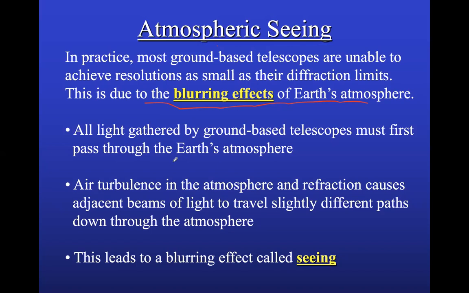And because of that you will get a blurred image. Now this blurred effect has a specific name, which we call atmospheric seeing. So make sure that you remember this word, right? The reason I put it here is that in practice, astronomers use this word very regularly.